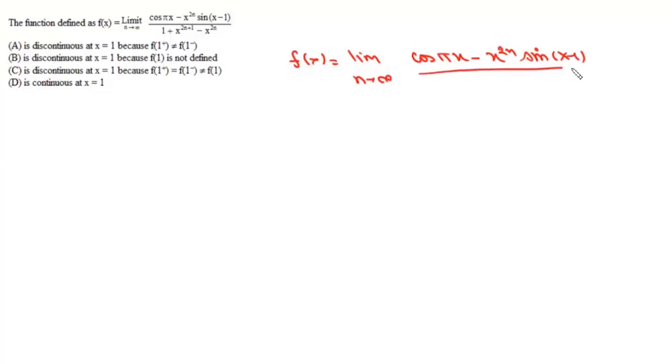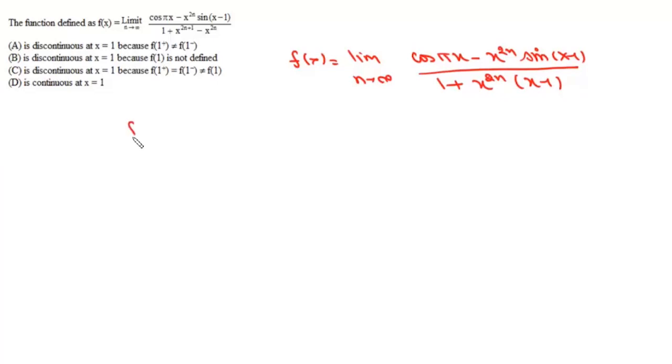Now here the question is, we are given this function f(x) which is defined as this limit n tends to infinite of (cos pi x minus x to the power 2n sin(x minus 1)) upon (1 plus x to the power 2n, which we will take common), and it will be this x minus 1.